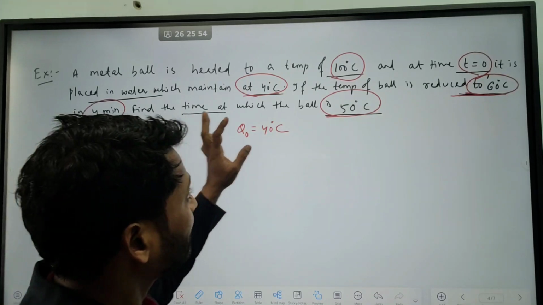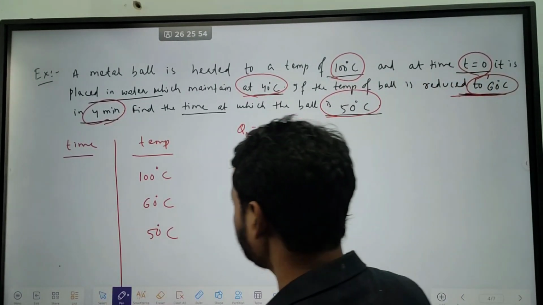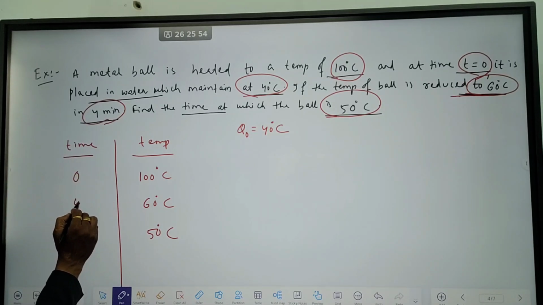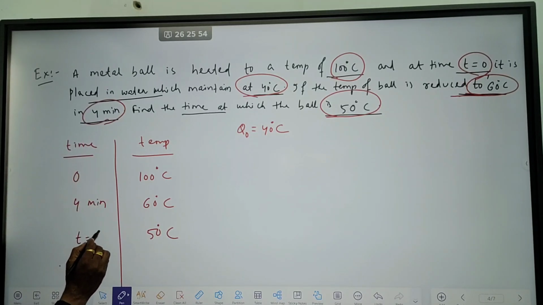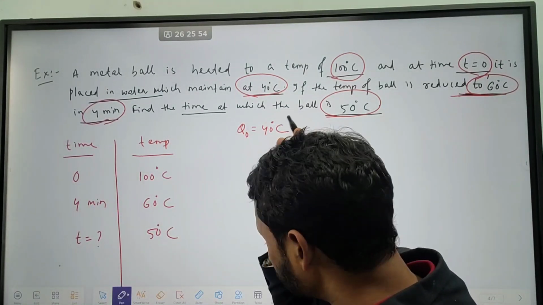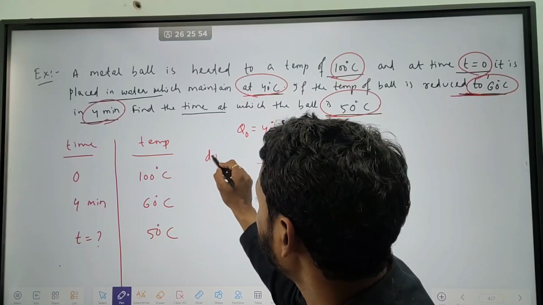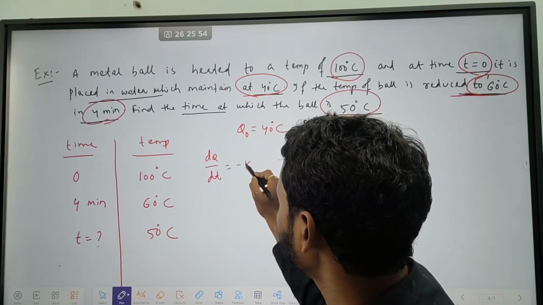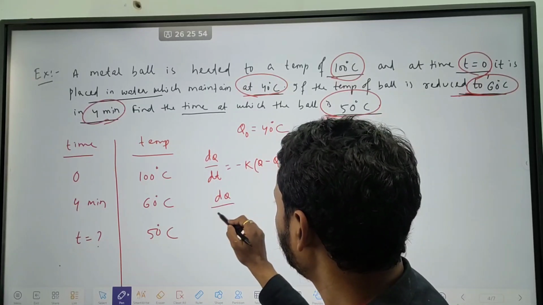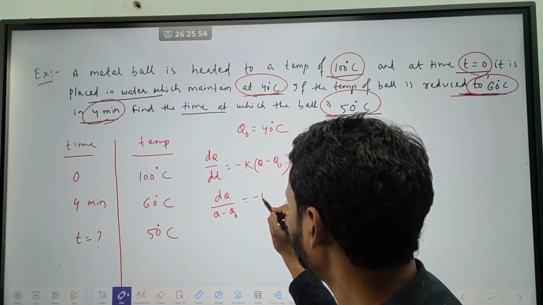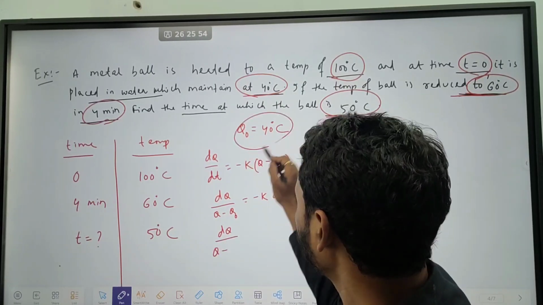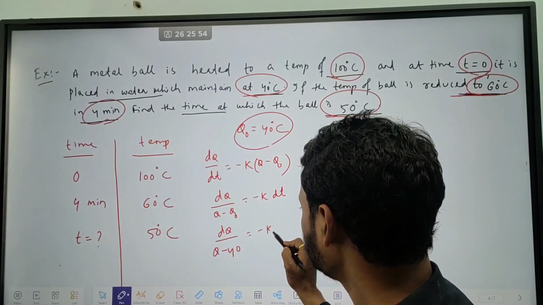So as it is said, it will start from 0. The first time is 0, the next is 4 minutes, and the third time you have to find out. The procedure is the same. First you have to write the equation as per Newton's law of cooling: dθ/dt = -k(θ - θ0). So dθ/(θ - θ0) = -k dt. Then dθ/(θ - θ0), where θ - θ0 is 40 degrees, equals -k dt.